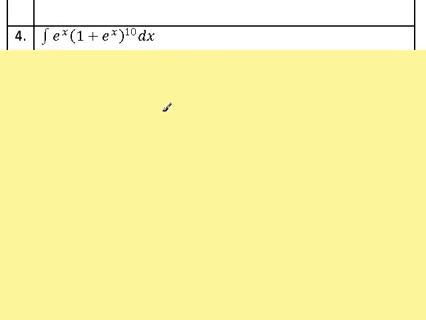And number 4 is also a u substitution situation. Remember, the derivative of e to the x is e to the x. So the derivative of this inner function, 1 plus e to the x, is also e to the x. So this is, again, derivative of inside sitting on the outside. All right, so we could put u equal to the inner, and du is equal to e to the x dx. So now for the substitution, for e to the x dx, we just put du.